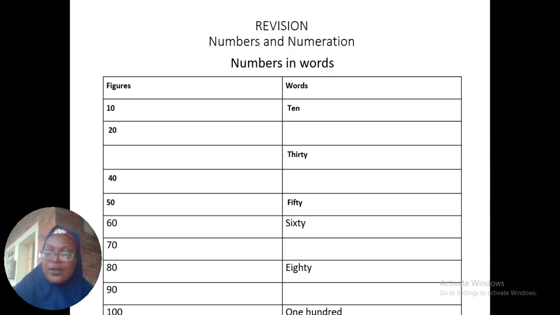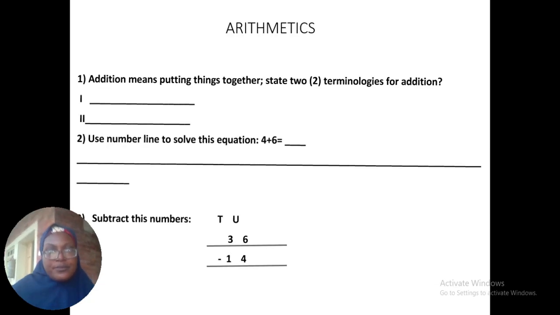So we now move to arithmetics. In arithmetics, we started with addition of numbers. Addition simply means putting things together or combining things together. And the terminologies we use in addition is either we say plus, or we say putting things together, that is joining things together, or add. Those are the terminologies used in addition.